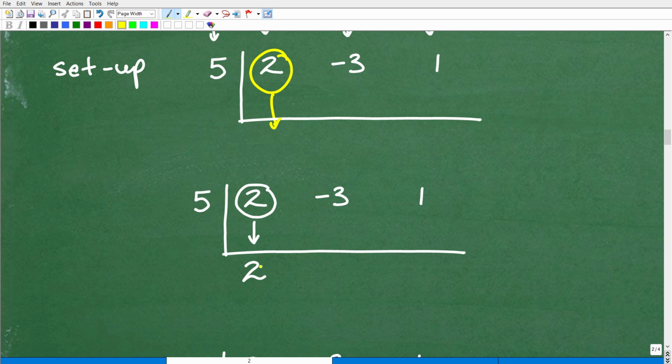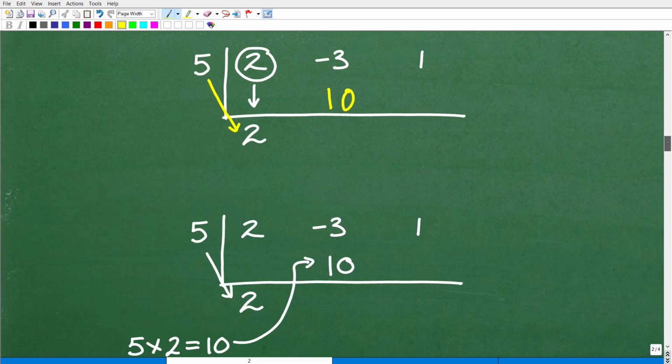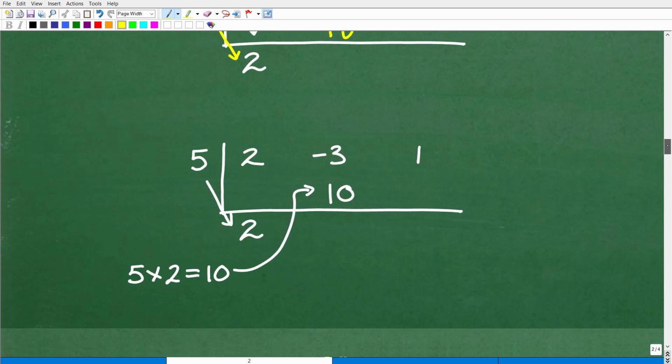Now, if you want to practice the rest of this, you may remember what to do. What's the next step? After you drop this 2 down, it's 5 times 2. What is that? The answer is 10. You're going to put that right there. So we're doing synthetic division. I pre-wrote this, so 5 times 2 is 10, and you put the answer in the next column.